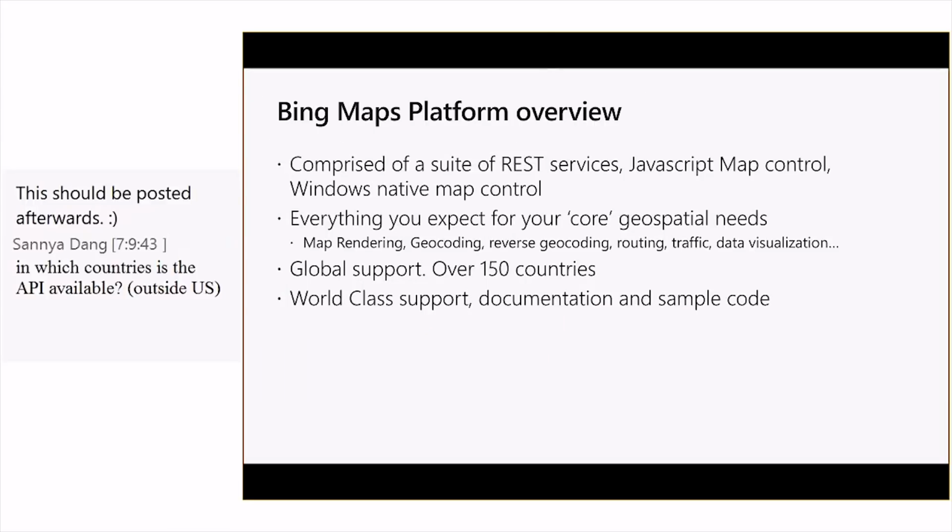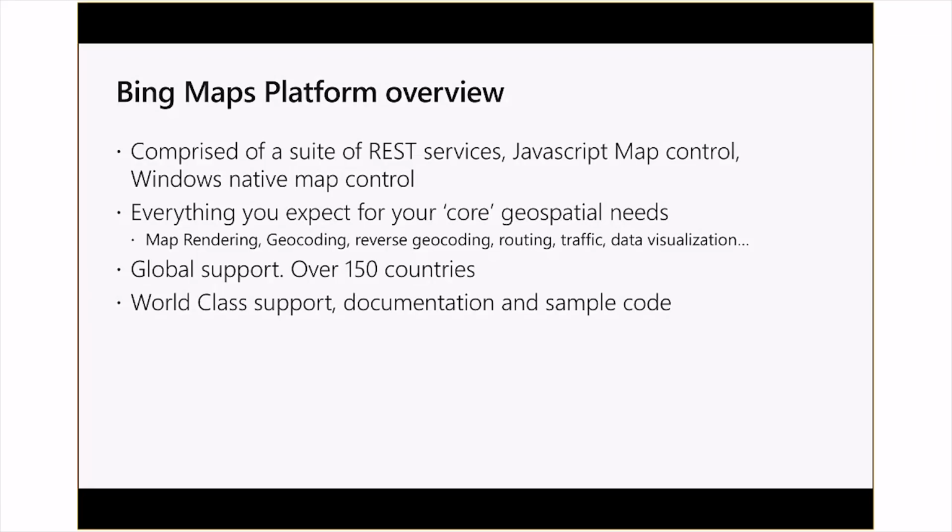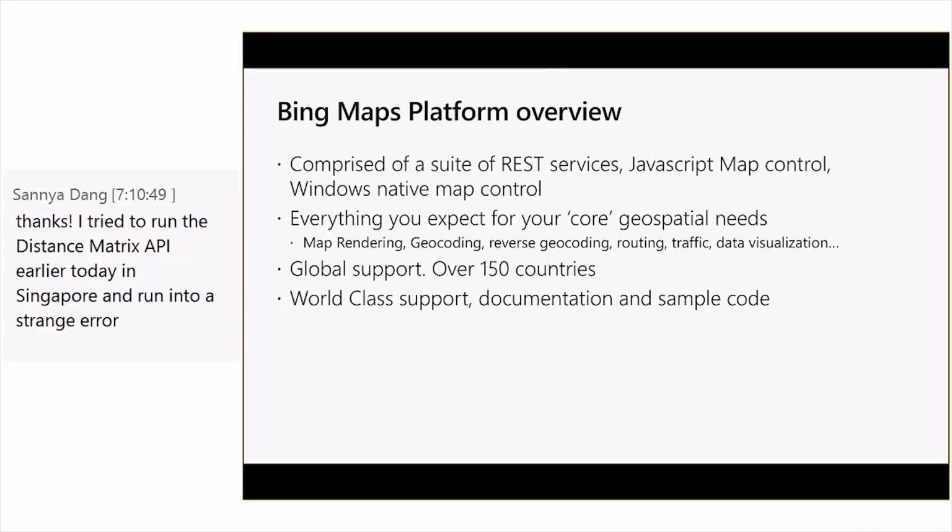So when I talk about the Bing Maps platform, it's really comprised of this suite of RESTful APIs, REST services, along with our map controls. And we've got a JavaScript map control, and we've got a Windows native map control. And together they provide everything you need for your core geospatial needs. And that's the point I was making a moment ago. What good is a mapping platform with advanced APIs for fleet management if you don't have the basics like geocoding, reverse geocoding, traffic, good data visualization? That's all built into the platform. So we're not going to cover that stuff in great detail today, but it's really important that you understand that it's there and available as part of the platform.